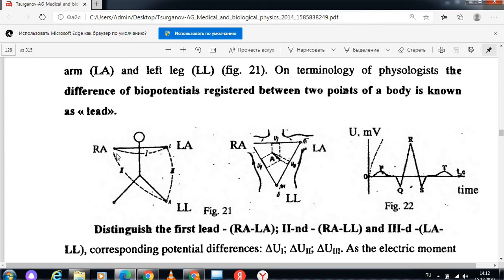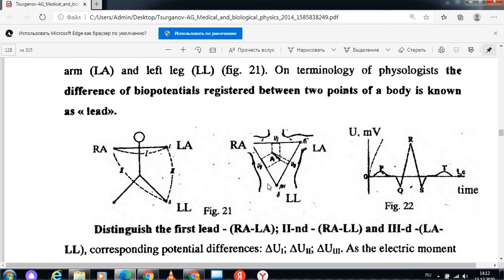Here we have this triangle on the scheme of the human body: right arm, left arm and left leg. And exactly between them we have the 1st potential, 2nd potential and 3rd potential. This difference of biopotentials registered between 2 points of a body is known as a lead. So we have 3 leads here: right arm, left arm and left leg triangle points.